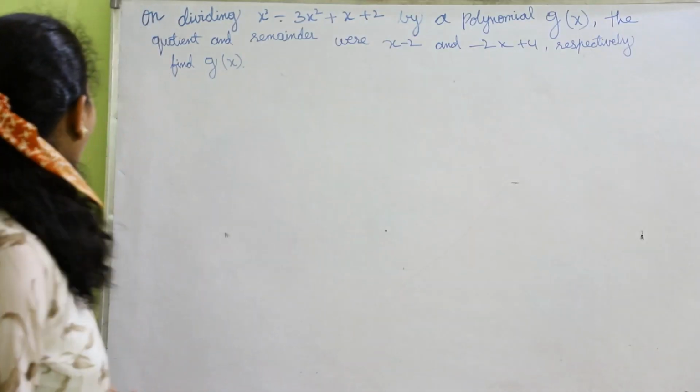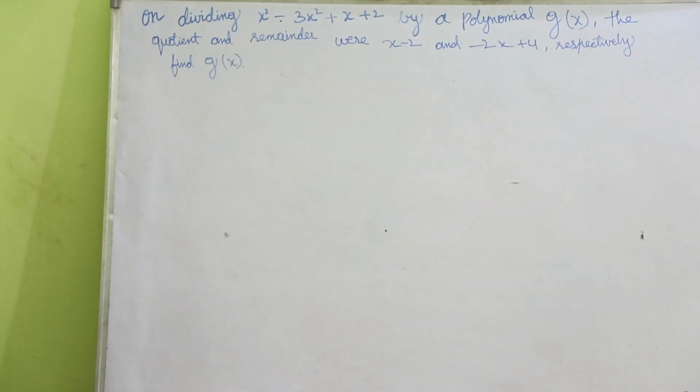Question. On dividing x cube minus 3x square plus x plus 2 by a polynomial g of x, the quotient and remainder were x minus 2 and minus 2x plus 4 respectively. Then find g of x. Okay, so this is the given question, guys.